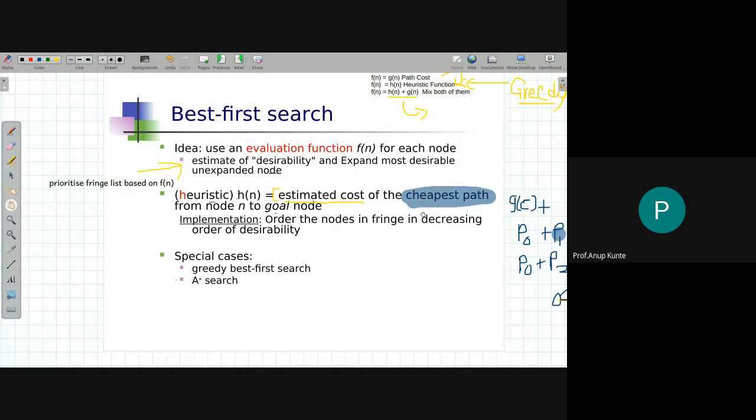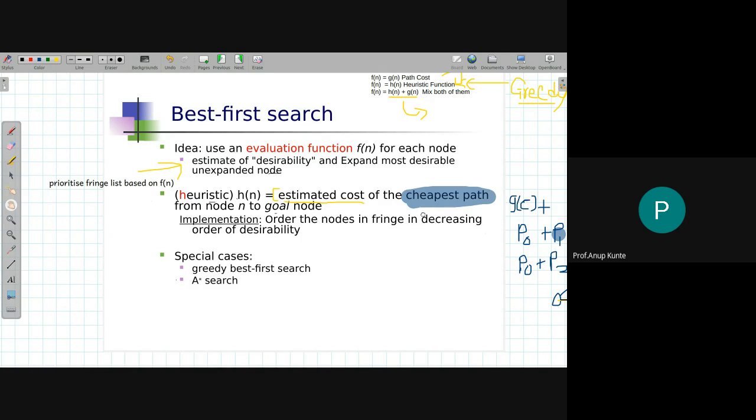If I base my priority queue of fringe list using h of n purely, then I am actually relying my decisions of selecting next node based on how far this node is from the goal node. And how far this node is from the goal node can be estimated by using or remembering the cheapest path from the current node to the goal node.